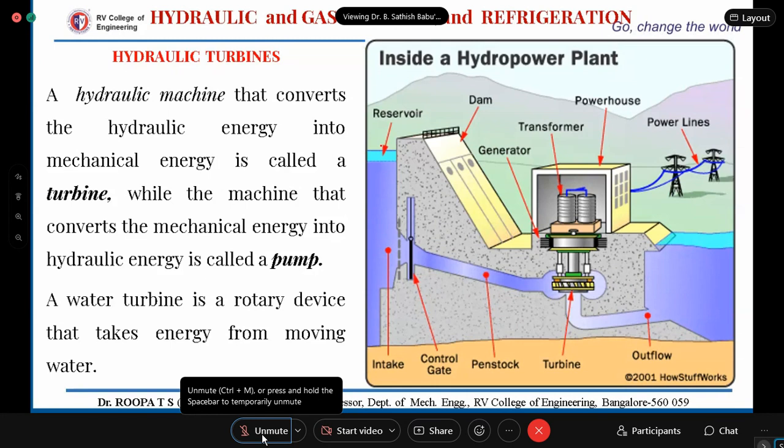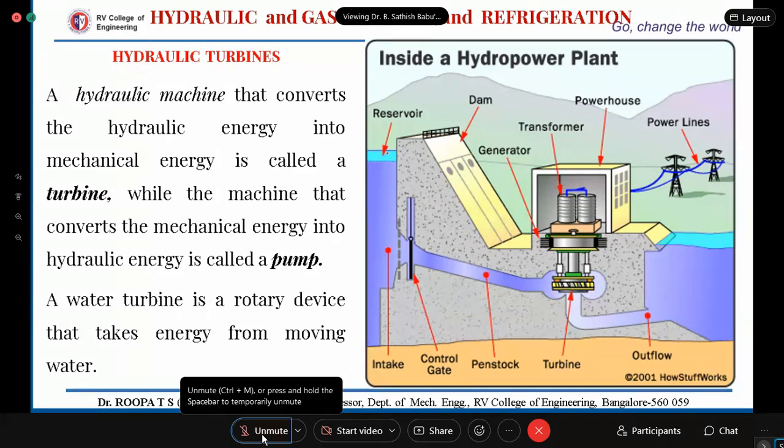So this is a simple example of a power plant. What happens in a power plant and how the construction is, where the turbines are used. This is the region where the turbines are mounted. You are going to study three different turbines: Pelton, Francis and Kaplan. This is the region where the turbines are actually mounted in a hydropower plant.